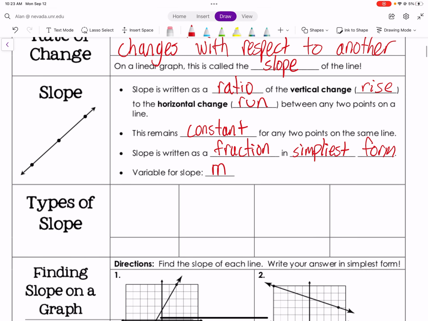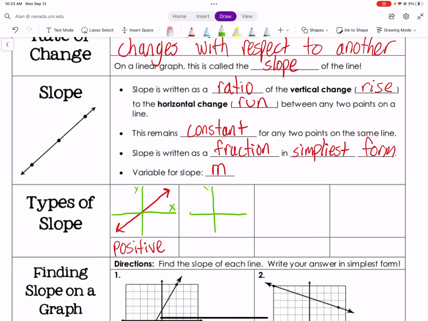Okay, our different types of slope. So we're going to draw a line in here. Looks about like that. So if I drew in an XY axis here, here's my Y, and here is my X. This red line shows a positive slope. That means the value of the slope will be a positive number or a positive fraction.